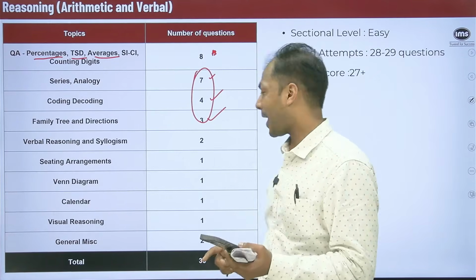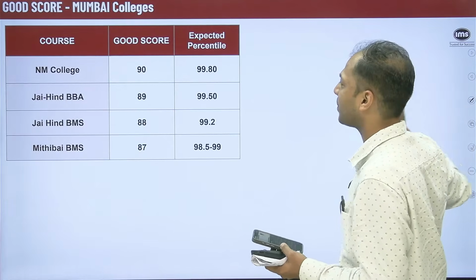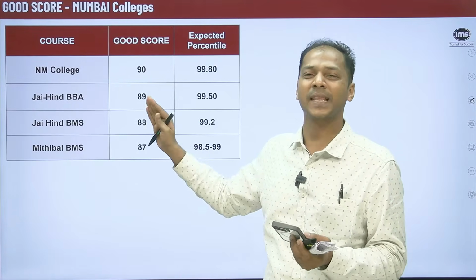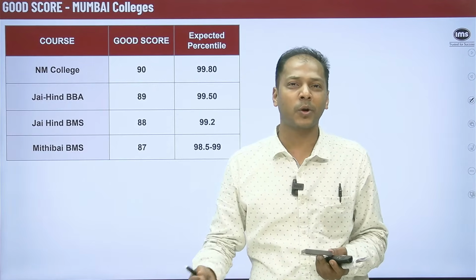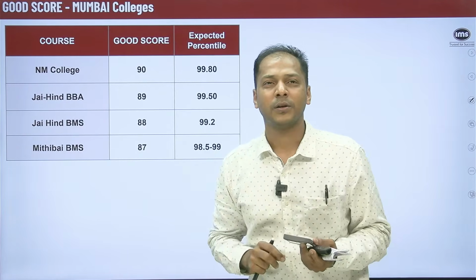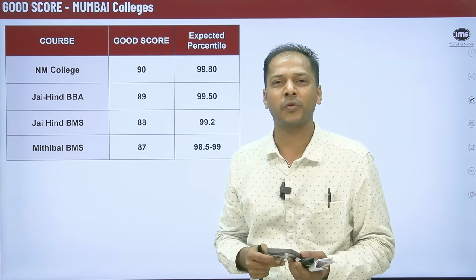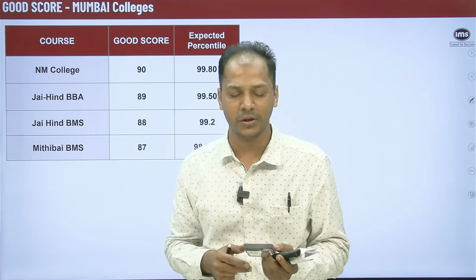Okay. Someone is asking how much would be needed for NM Mithibai. As I told you, I am expecting, and this is slightly on the higher side, just to make sure that I don't commit to a lower number, but I expect around 88 to 90. So for all these top colleges, I believe you would need a score of around 87 to 90 to get into some of them.